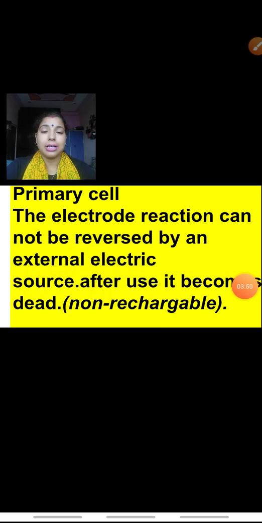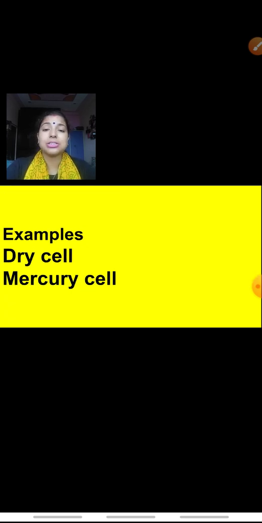Now children, please note down in your fair notebook the notes. The primary cell. A primary cell is that in which the electrode reaction cannot be reversed by an external electric source, and after the use they become dead. They cannot be recharged. Kindly note it down, please. Now, examples of primary cell are the dry cell and mercury cell.